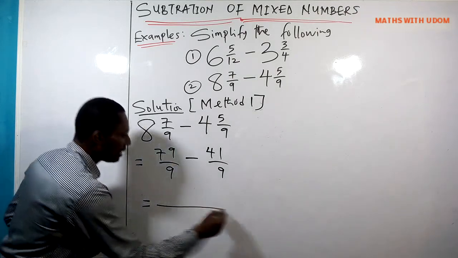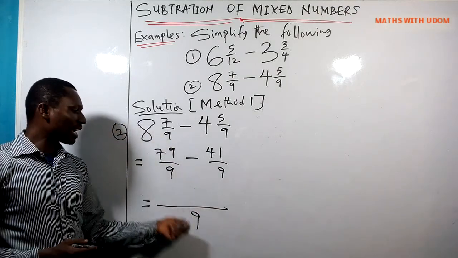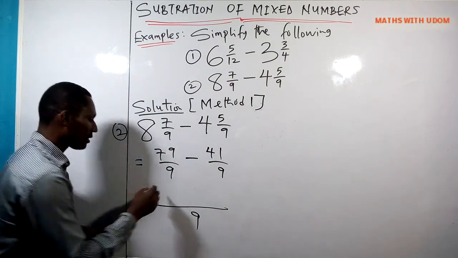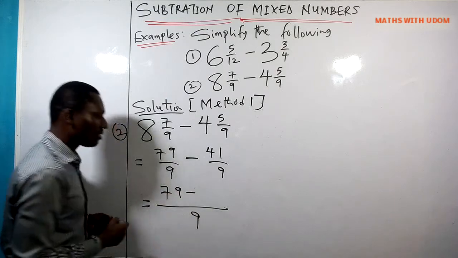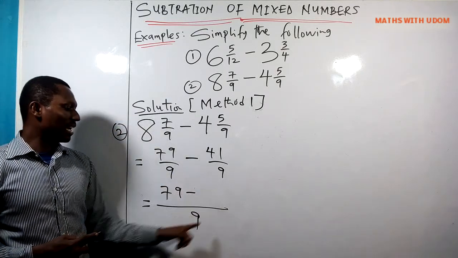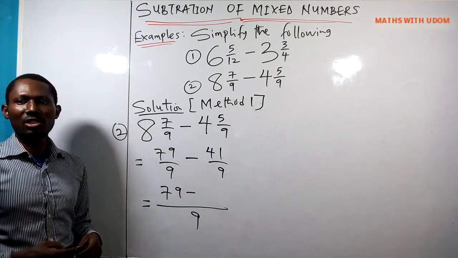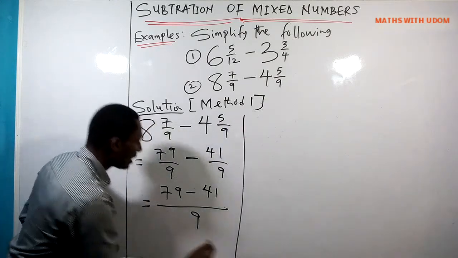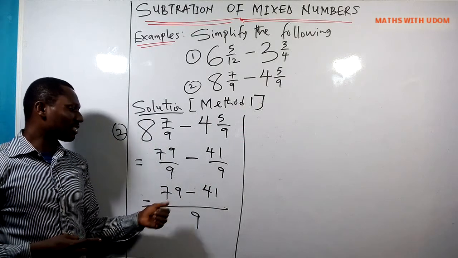So we have the LCM is 9. How many 9 can go in 9? 1. So 1 times 79 here is 79. Minus, remember we are dealing with minus. So 9 in 9, 1. 1 times 41 is still 41. So we'll come to this side and then we'll subtract 41 from 79.